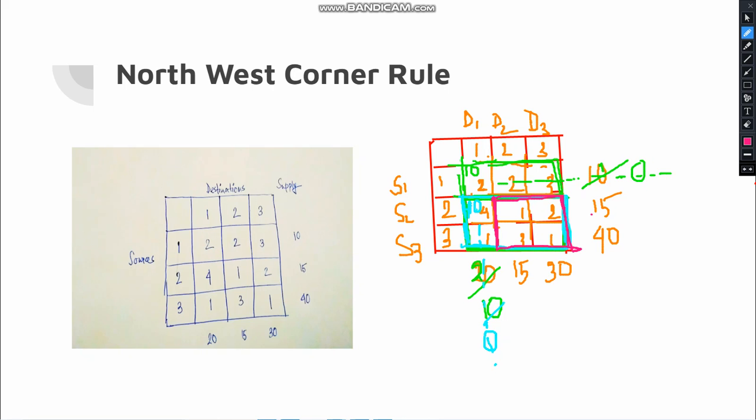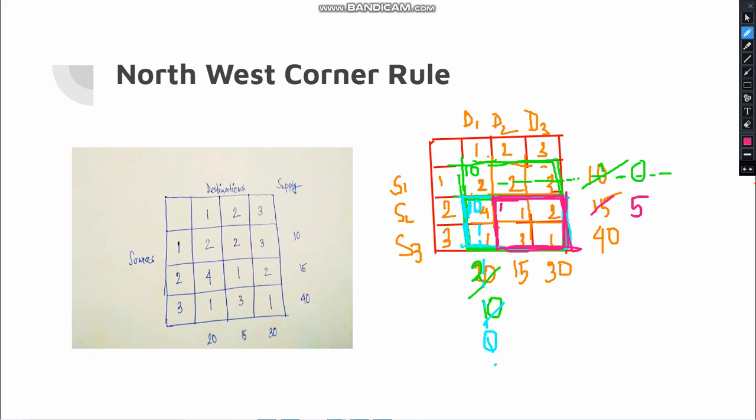After allocating this 10, the supply will also get reduced to 5 because you are allocating 10 from it. So the supply will get reduced to 5 and the new matrix looks like this. Now you can allocate 5 only here because the supply is only 5 here. So what do you do? Why are we allocating here?